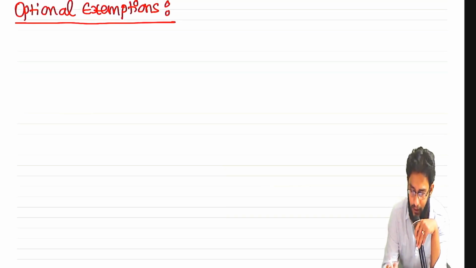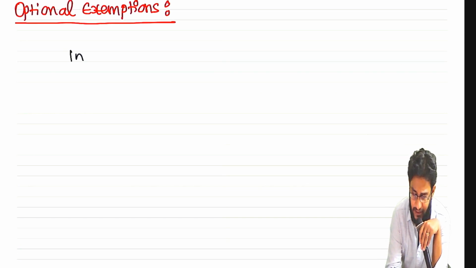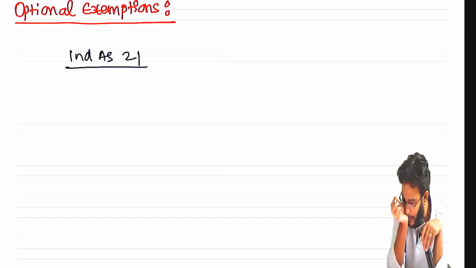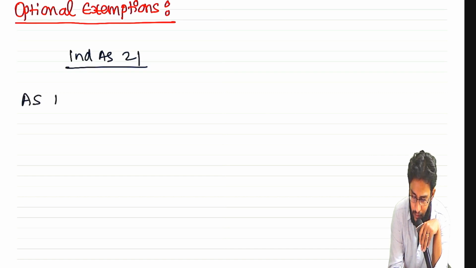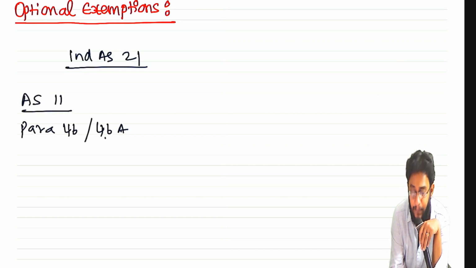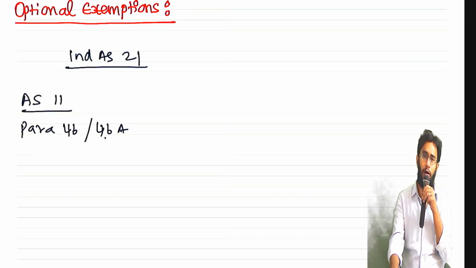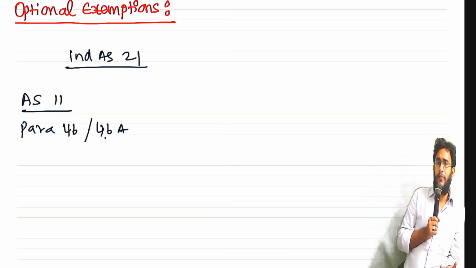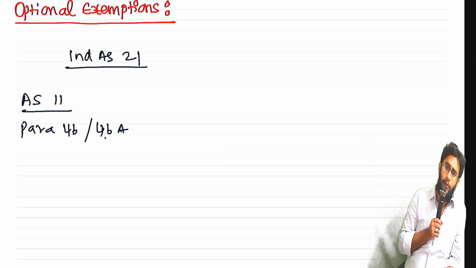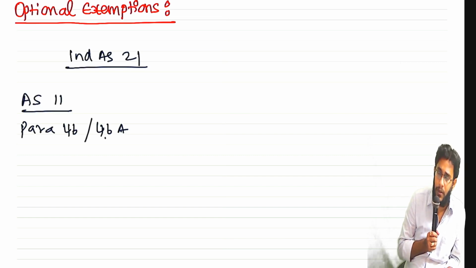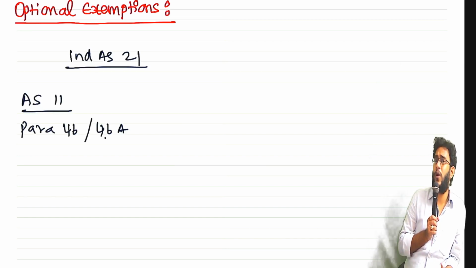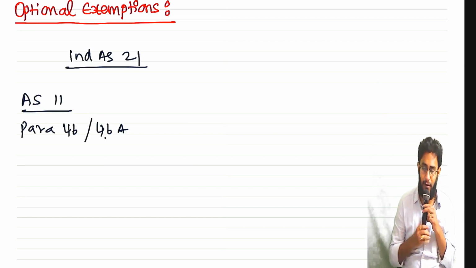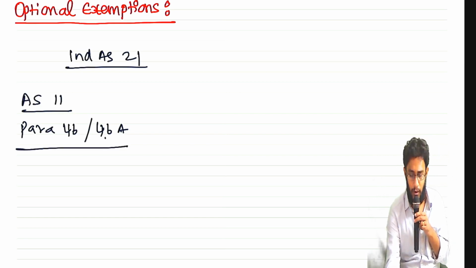Long-term foreign currency monetary item means, if you remember while discussing Ind AS 21 also, I told you this. In AS 11, there was something called paragraph 46 and paragraph 46A. Suppose you took a long-term loan for purchasing a depreciable asset. Since this long-term foreign currency loan is a monetary item, you have to restate or remeasure it on every balance sheet date. Whenever you remeasure a financial item, the resulting exchange gain or loss should ideally go to P&L. But in AS 11, they gave you some alternative treatments.